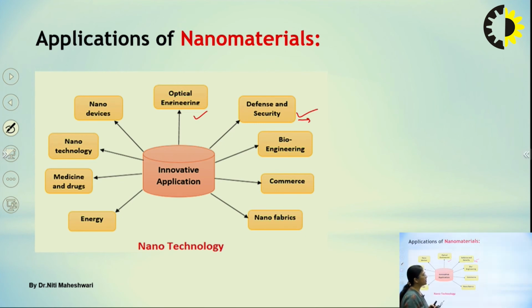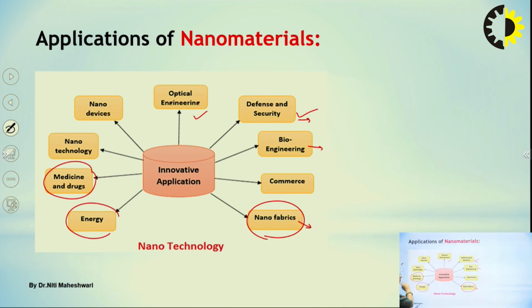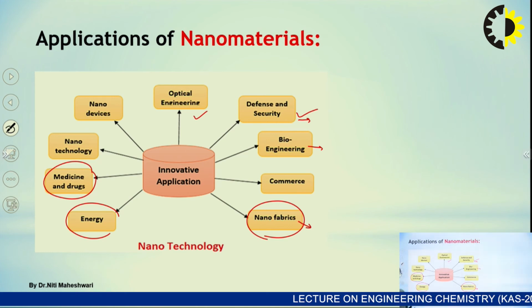The nanomaterials are also being utilized in bioengineering, in the field of commerce, and in nanofabrics. The sportswear being synthesized these days are nanofabrics, because those materials have a lot of shine, and that is because of the nano size of the material. They can be used in energy, in medicines and drugs. Home pregnancy kits contain carbon nanoparticles.